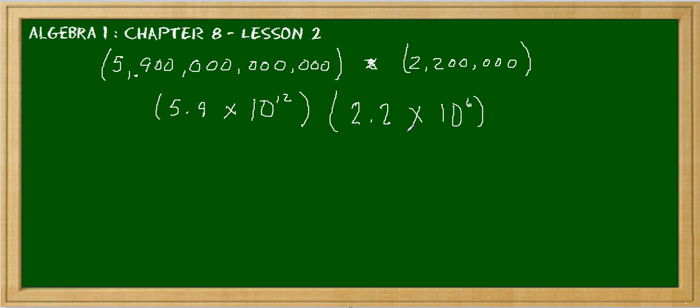Now, to multiply two powers of 10, all we need to do is add the exponents. In symbols, 10 to the a times 10 to the b is equal to 10 to the a plus b, in which a and b are positive integers. Now, returning to the problem, we have 5.9 times 10 to the 12th times 2.2 times 10 to the 6th.